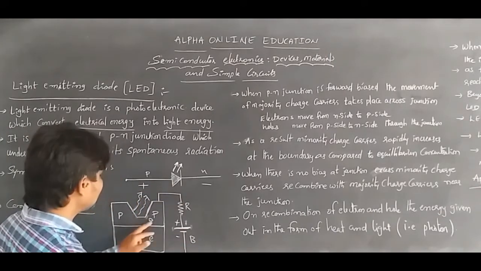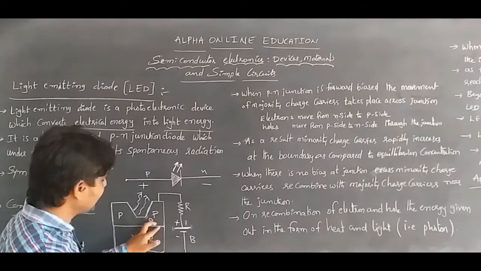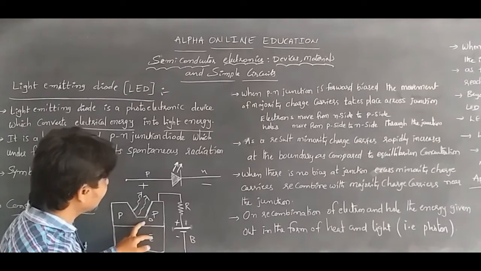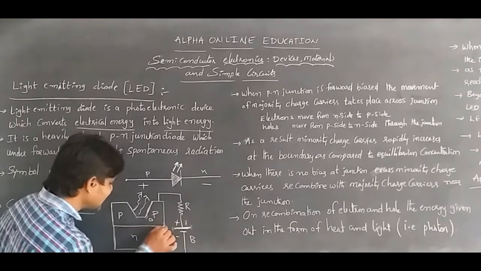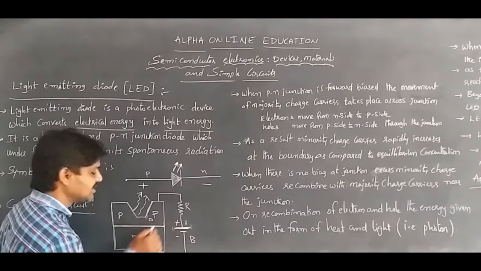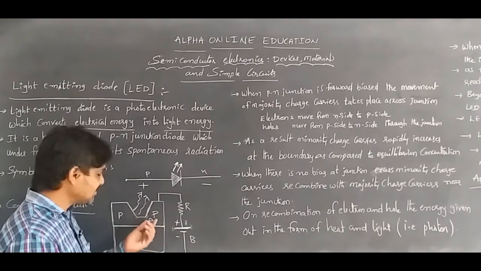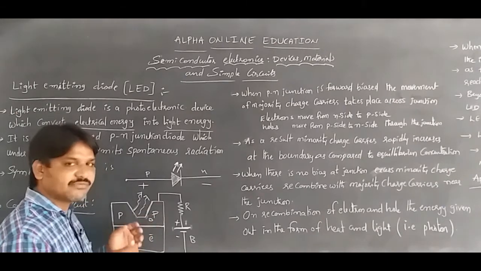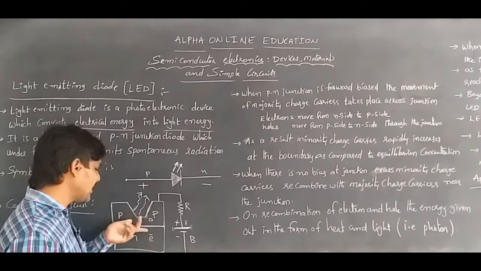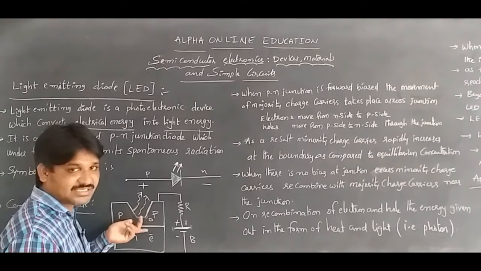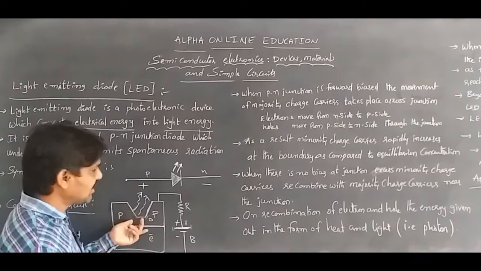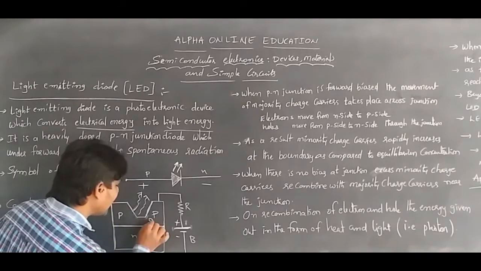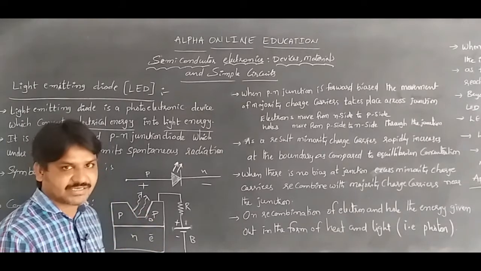Through the junction, the depletion layer width decreases. As a result, the minority charge carriers rapidly increase at the junction. When there is no bias at the junction, the minority charge carriers recombine with the majority charge carriers.